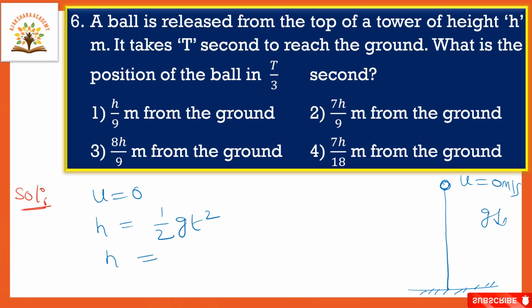So here it takes 3 seconds to reach the ground. So substituting capital T, h is equal to half g T square. Consider this as equation number 1. After t by 3 seconds, now we are calculating the distance. x is equal to ut plus half g t square.